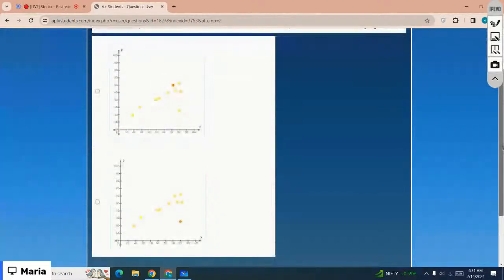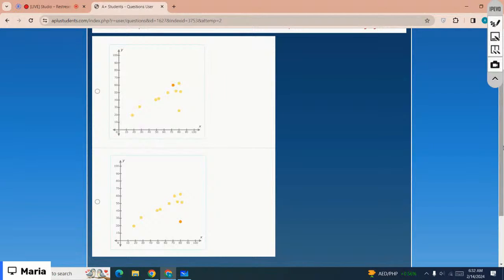Outlier is either too small or too big, right? So, which is the correct option? The correct option is the second one. Basically, you can see the second option is the correct one because here the outlier is either a smaller number or the greater one, right?